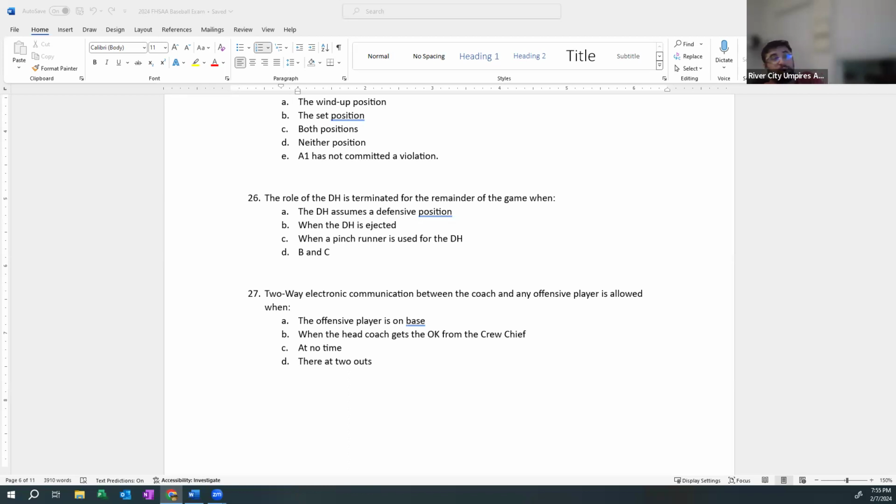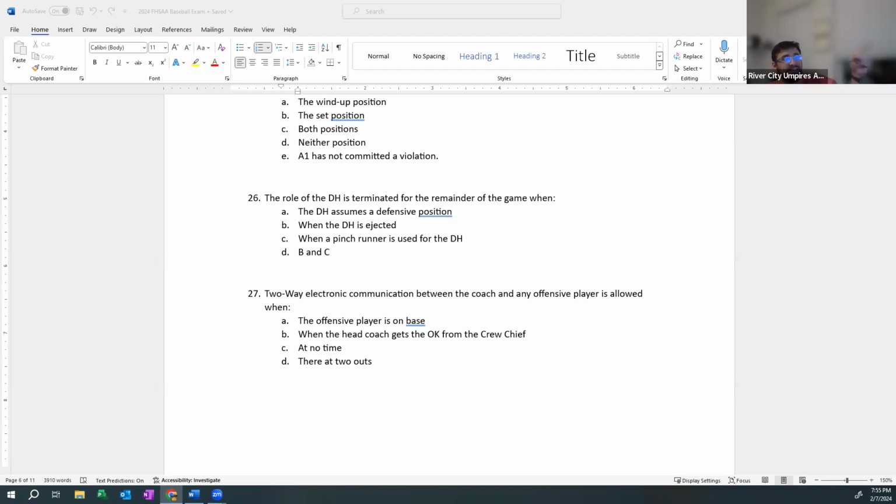Yes. Right. And so if he's a pinch runner and he's used for the DH and it's a player DH, he is also terminated for the game. There's no DH left, right? Correct. He's on offense. So I don't like this question. Because what kind of DH is it?